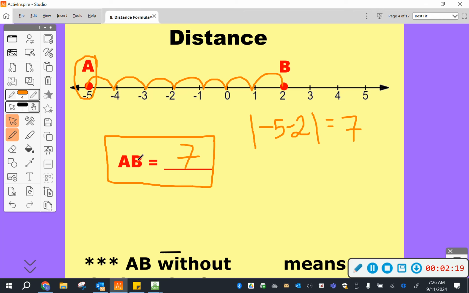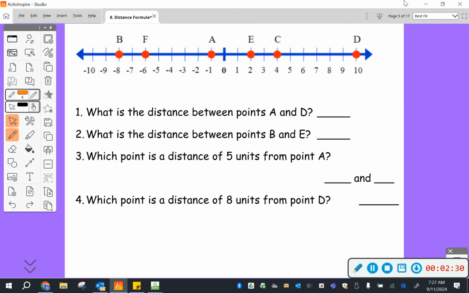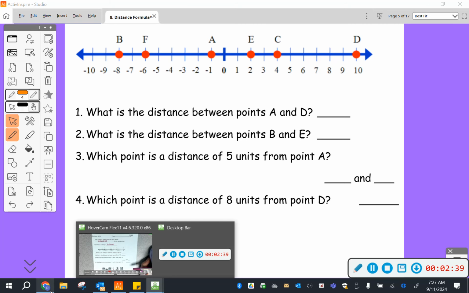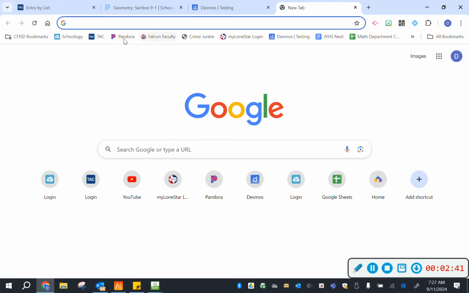Okay? By the way, do you see how this doesn't have a line above it or anything? No. That means I want the distance. So if there is no line and there's an equal sign, it's asking for the distance. All right, on your paper, I'm going to give you one song. I want you to answer number 1 through 4. You are answering 1 through 4. Go.